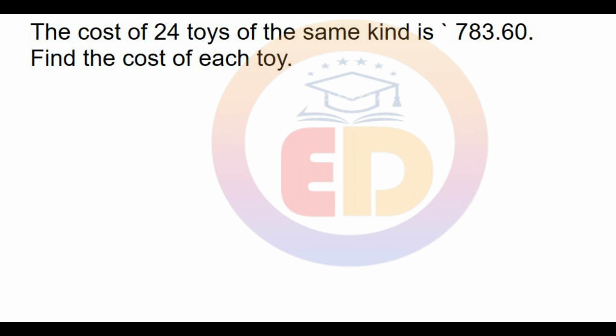Next question. The cost of 24 toys of same kind is 783.60. Find the cost of each toy. Each toy means we have to find the cost of one toy. Every toy means every one toy. The question says 24 toys will cost us 783.60, and then we have to find the cost of each toy means one toy.